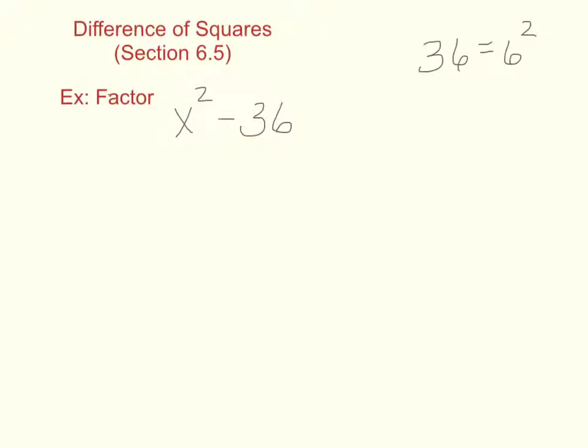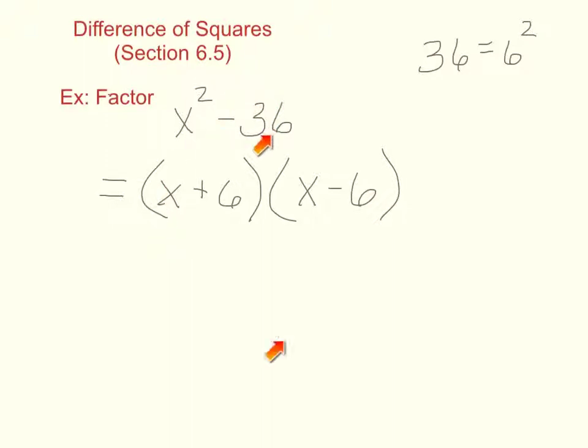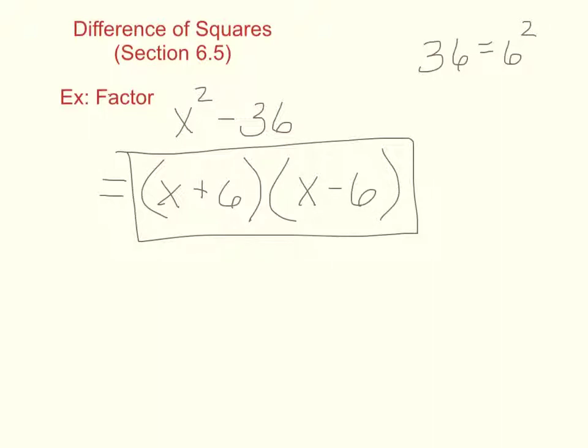And as we saw in chapter 5, the difference of squares will factor into its corresponding conjugates, right? The square root of x squared is x, so there's my x. The square root of 36 is 6, so there's my 6. And then one of them is plus and the other sign in the middle is negative, and I am factored. Done.